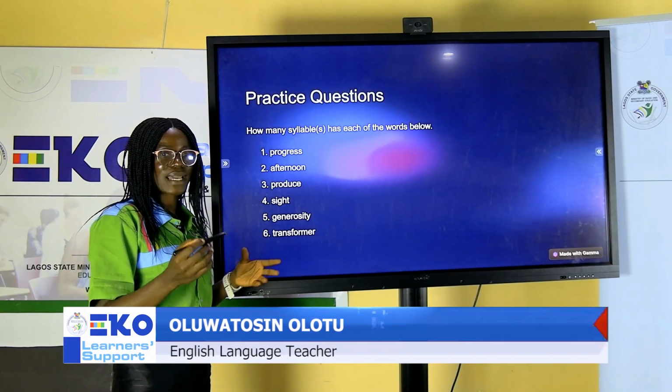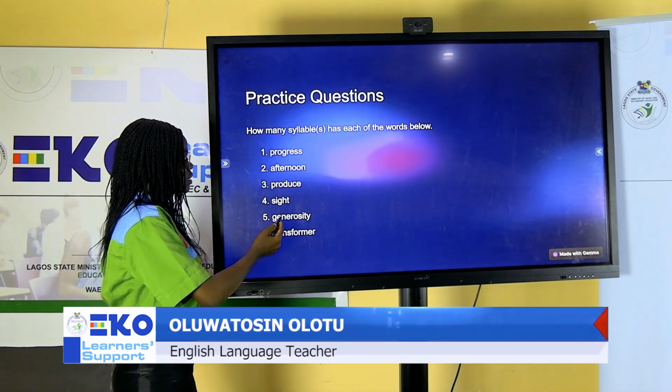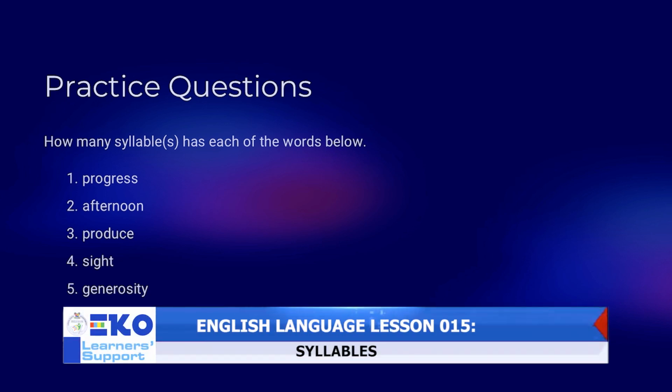Sight. That is a 1 syllable word, that is a monosyllabic word. Then generosity. That is 5 syllables. Then transformer. That is a 3 syllable word.